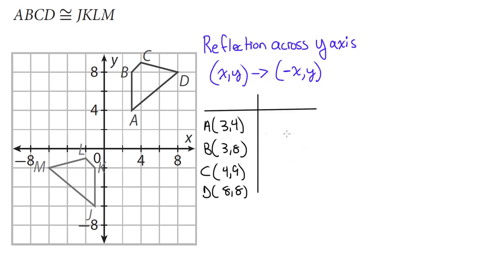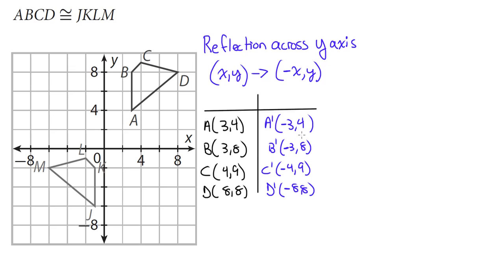So in our little table here, we see that point A is at 3, comma 4. So point A prime would be, we take the opposite of x, so that would be at negative 3, comma 4. Point B is at 3, comma 8. So B prime would be at negative 3, comma 8. C is at 4, comma 9. So C prime would be at negative 4, comma 9. And D is at 8, comma 8. So D prime would be at negative 8, comma 8.